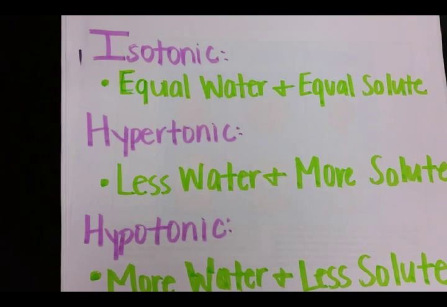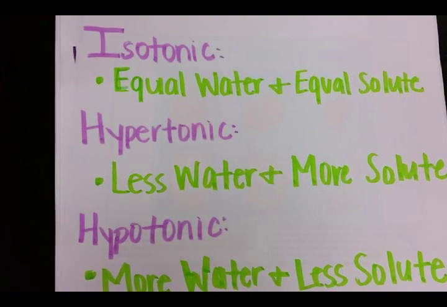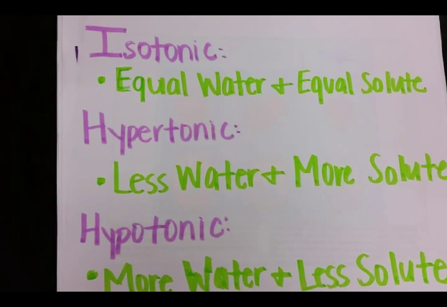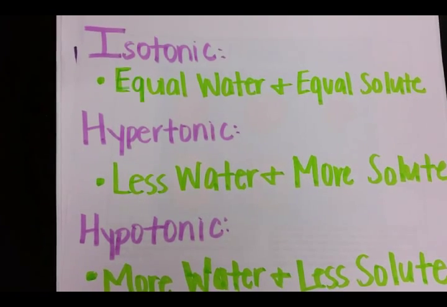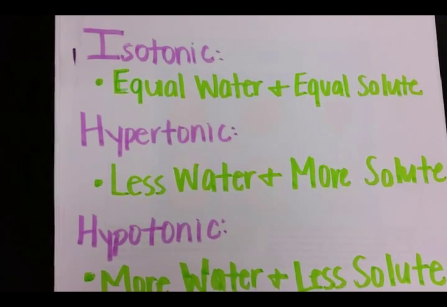Isotonic is when the cell has equal solute and equal water. Hypertonic is when a cell has more solute and less water. And finally, hypotonic is when a cell has more water and less solute.